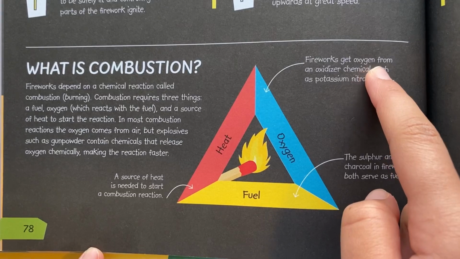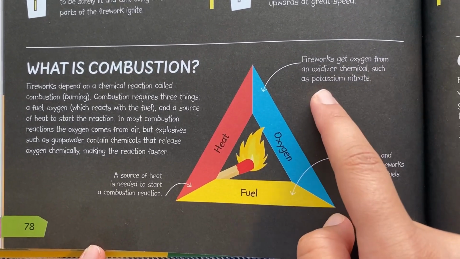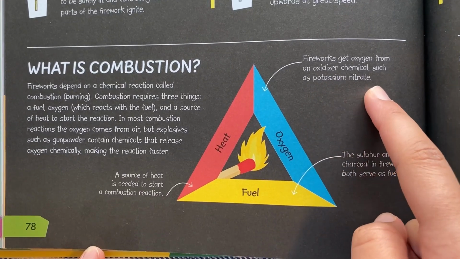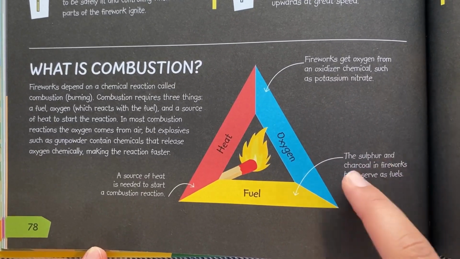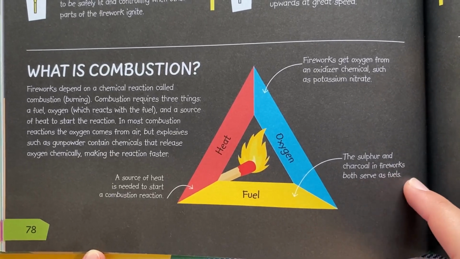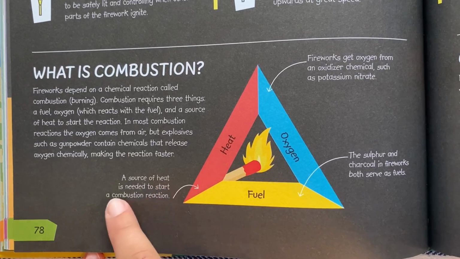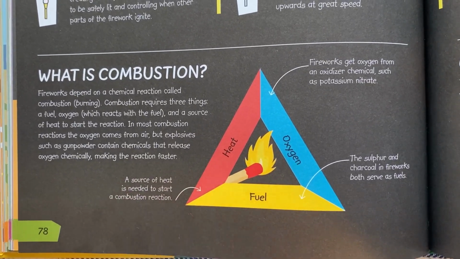Fireworks get oxygen from an oxidizer chemical such as potassium nitrate. The sulfur and charcoal in fireworks both serve as fuels. A source of heat is needed to start a combustion reaction.